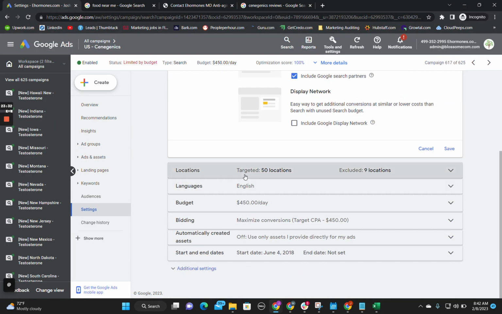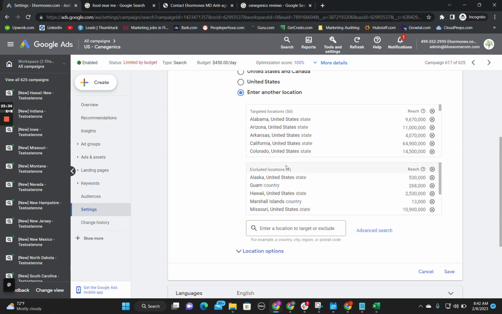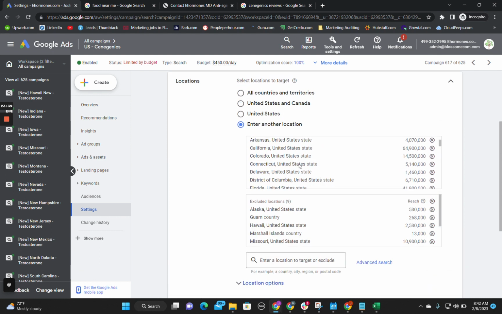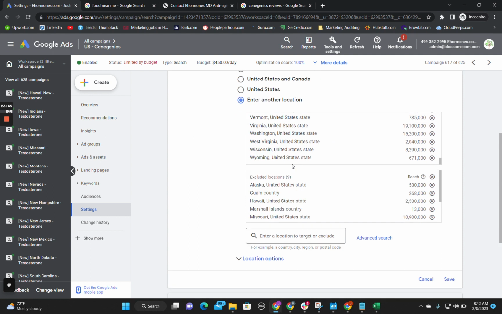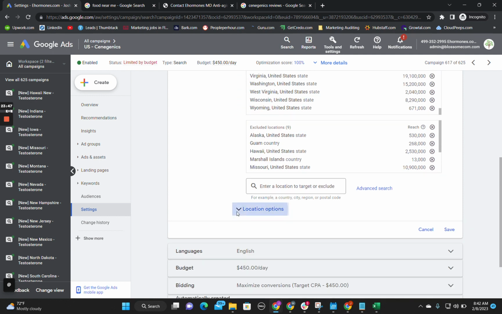All right, targeting 50 locations. Okay, this is interesting. Well, this is good. I kind of like it that they broke it up by state. You always want to break it up by state. If this only said United States, for instance, you would make the recommendation to break it up by state instead.